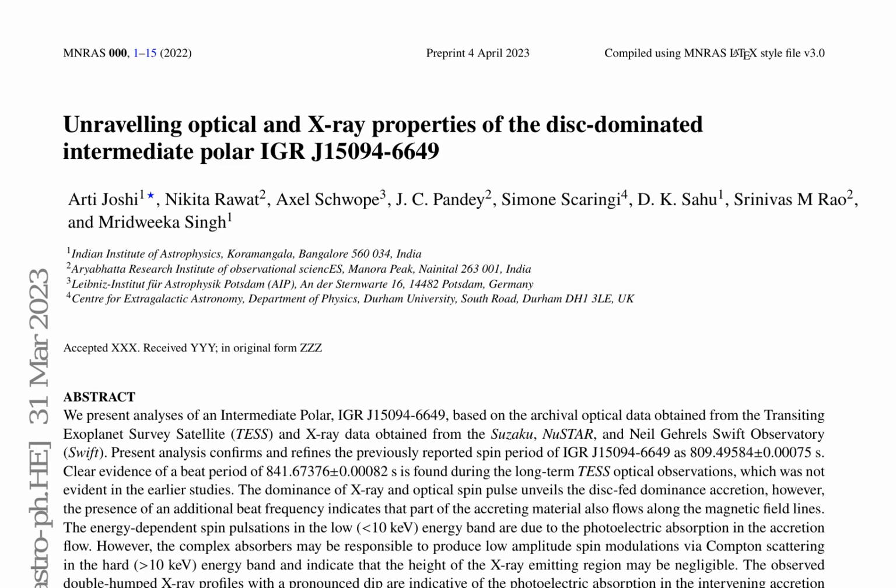IGR J15094-6649 as 809.49584 plus or minus 0.00075 seconds. A clear evidence of a beat period of 841.67376 plus or minus 0.00082 seconds is found during the long-term TESS optical observations, which was not evident in earlier studies.